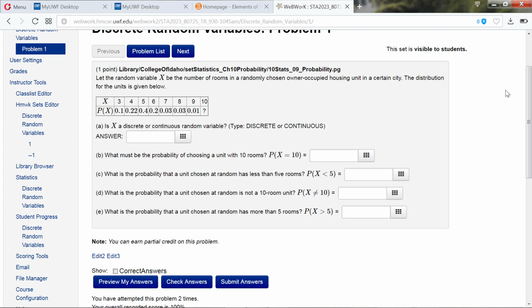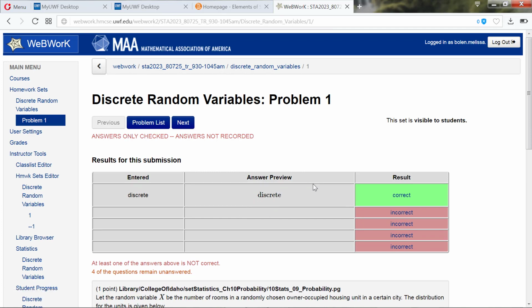Remember, even though you can only measure money to the cent, money is always classified as a continuous random variable. A discrete random variable is something that you can count, think of it kind of as whole numbers. So we can have a 3-bedroom unit, we can have a 4-bedroom, but we can't have a 3.5-bedroom unit. So this is a discrete random variable. We hit check answer, and we got that one correct.